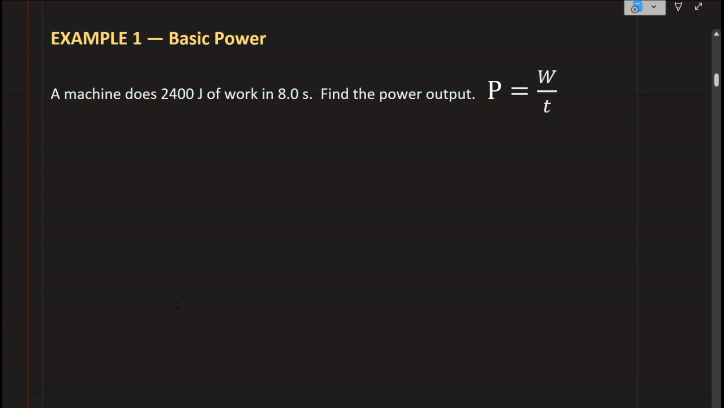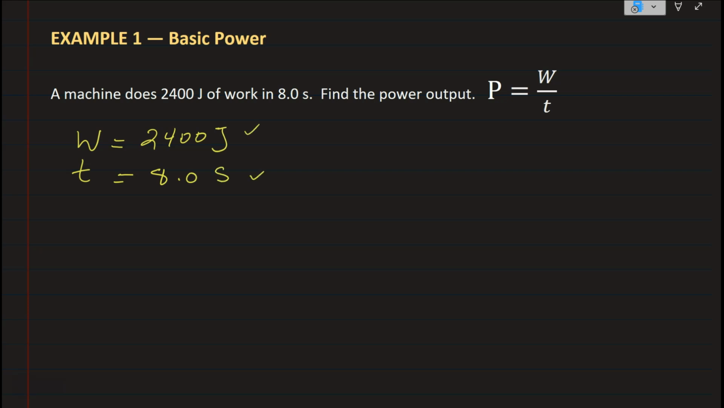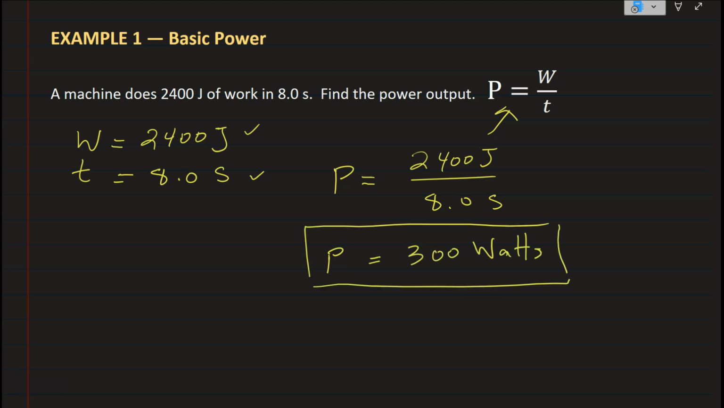Very basic power. A machine does 2,400 joules of work in 8 seconds. Find the power output. So as usual, we're going to write down what we do know. We have the work, 2,400 joules. We have the time, which is 8.0 seconds. The units are good. We don't have to change the units. And then we're going to plug it into the power formula, and then we'll get the answer. So power is equal to 2,400 joules divided by 8.0 seconds. And power will be 300 watts. Okay, so that's the answer to that one.